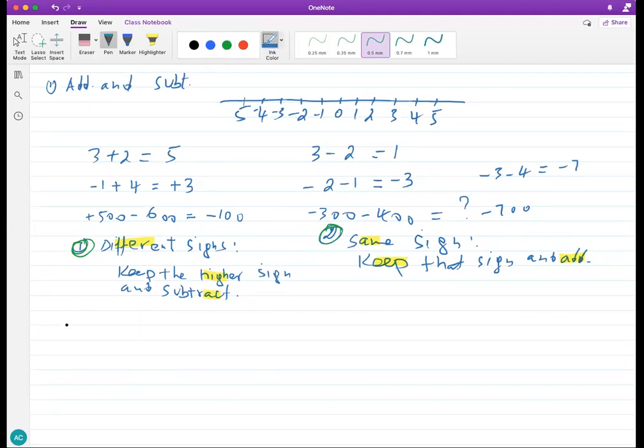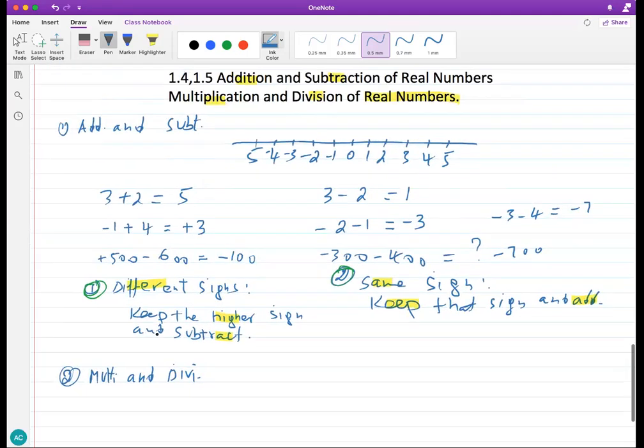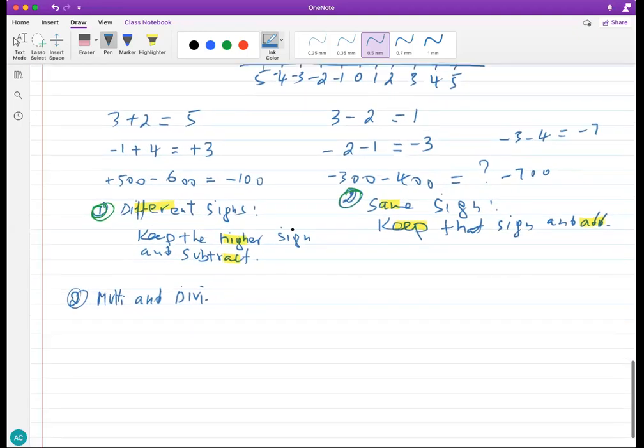Okay, so number two now, we're going to do multiplication and division. They're pretty much the same rules here. So we have two rules here. These two also are quite similar. We're going to do two rules for multiplication and division.